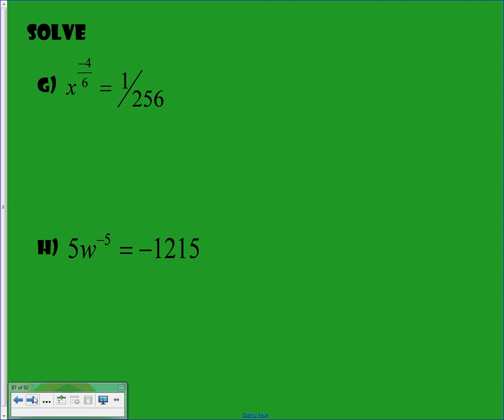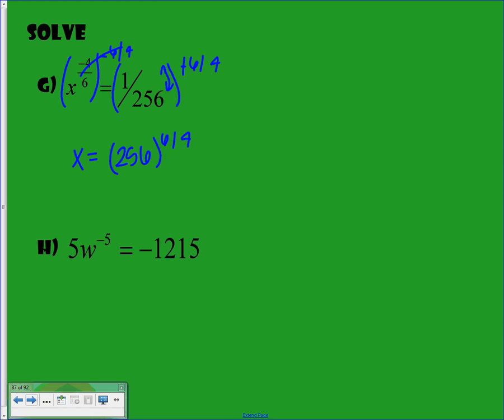So same idea as yesterday, you just have an extra step. So to get rid of a negative 4/6, I need to raise it to the negative 6/4 on both sides. So on the left side, I just get x now. Now I have 1/256 to the negative 6/4. I'm going to make that 256 to the positive 6/4. Okay, so I took the reciprocal and I got rid of the negative right away.